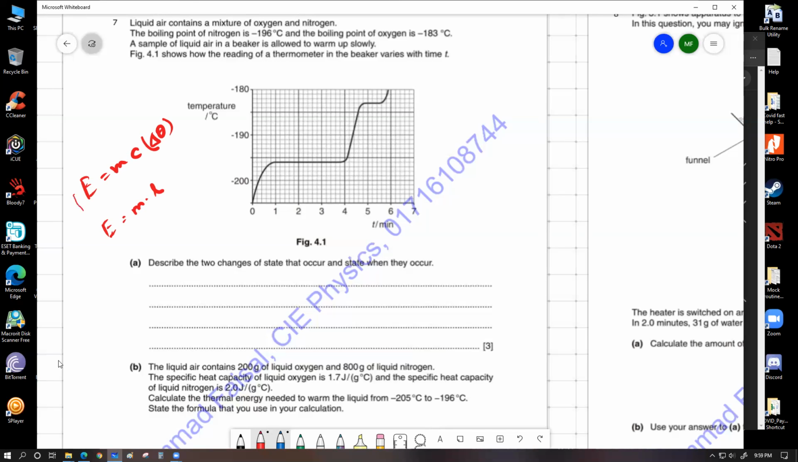So using these two equations, the question is asking us to calculate the thermal energy needed to warm the liquid from this temperature to this temperature. So how much energy would be required to achieve this? I want you guys to try this right now, and then I'll help you solve this. I'll give you some time. I'll pause the recording because this is a blank time. Try this problem.